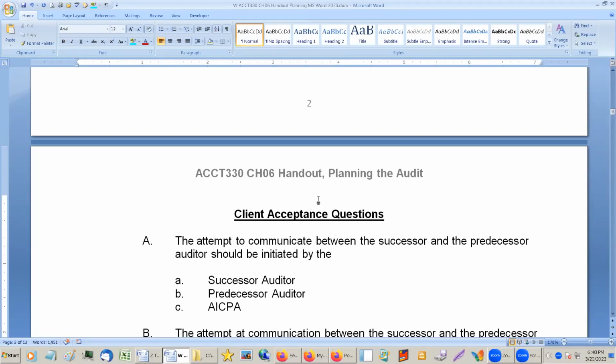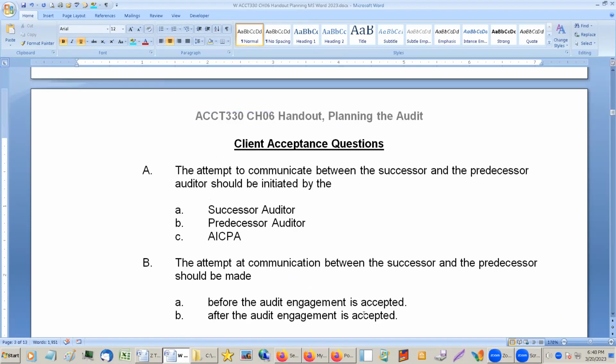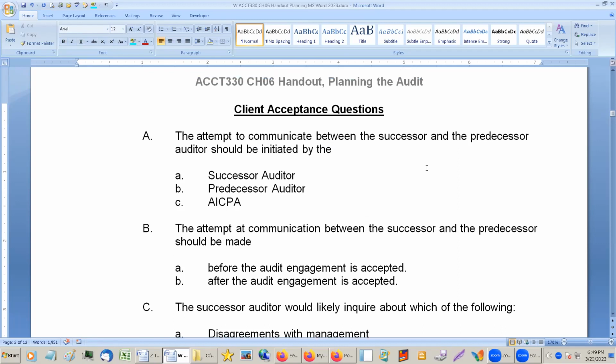All right, here's a multiple choice question. The attempt to communicate between the successor and predecessor auditor is to be initiated by which one? The successor. Yep. The predecessor has no responsibility to contact the successor. The successor must contact it. And by the way, I didn't mention this, and I should: the client has to give permission for the predecessor to speak to the successor.